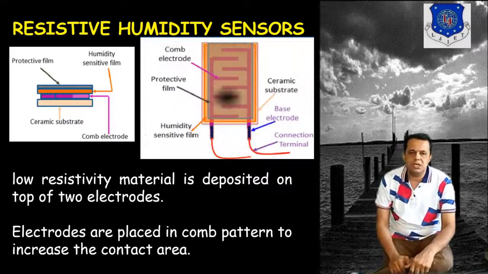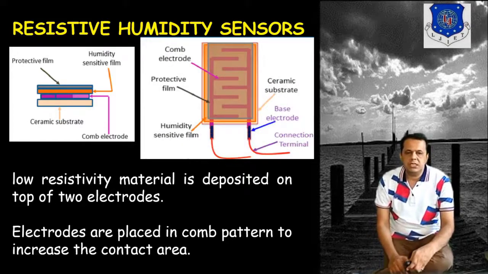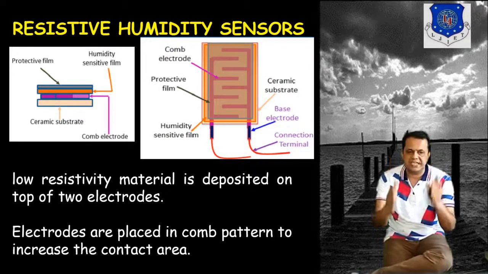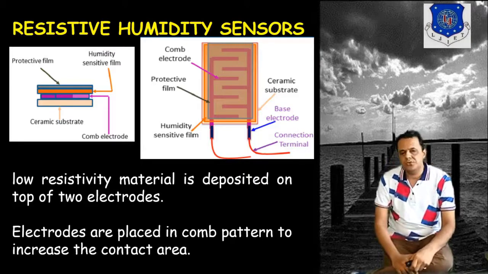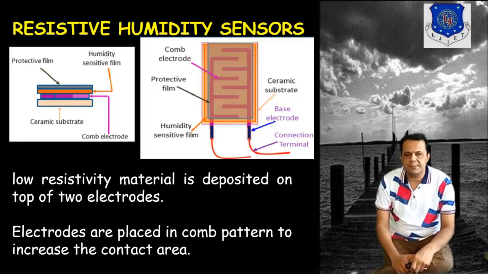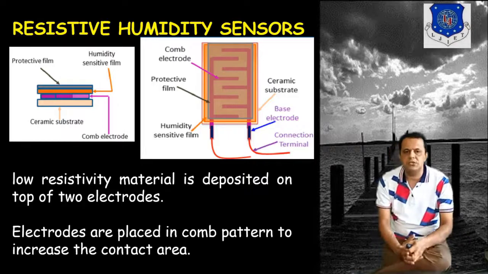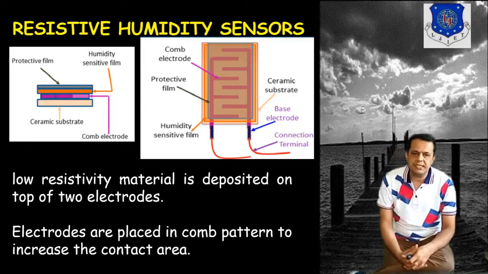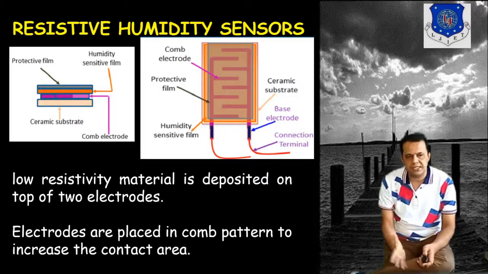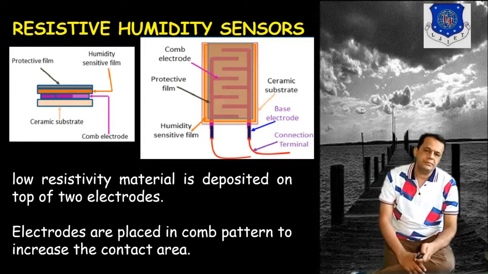Let us see how it will look. Here the top section is shown. For the comb electrode, you can see the protective film, then the ceramic substrate which forms the base, and the humidity sensitive film, then the electrode and external connections which are laid out are shown here.